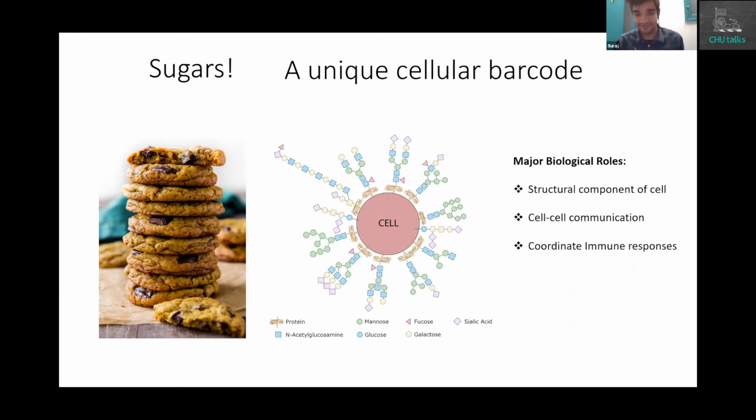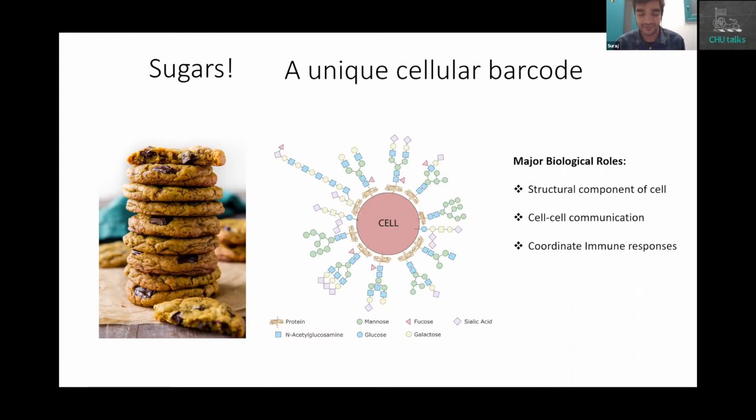Until recently, even I didn't know that all of our cells have sugar coating on them. These sugars are basically made up of 7 to 9 different monomer units. Like you can see here, they could be glucose, mannose, fucose, galactose, sialic acids, and the likes. They are complex structures of multiple monosaccharide or sugar units brought together, and these have major biological roles.